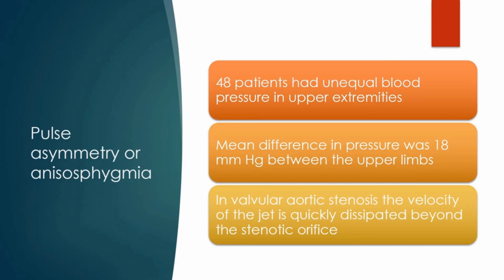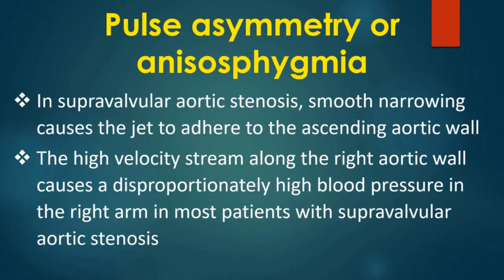In valvular aortic stenosis, the velocity of the jet is quickly dissipated beyond the stenotic orifice. In supravalvular aortic stenosis, smooth narrowing causes the jet to adhere to the ascending aortic wall. The high velocity stream along the right aortic wall causes a disproportionately high blood pressure in the right arm in most patients with supravalvular aortic stenosis.